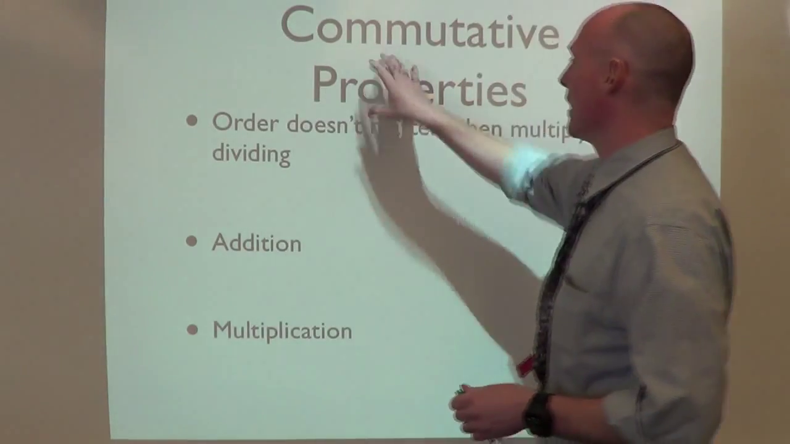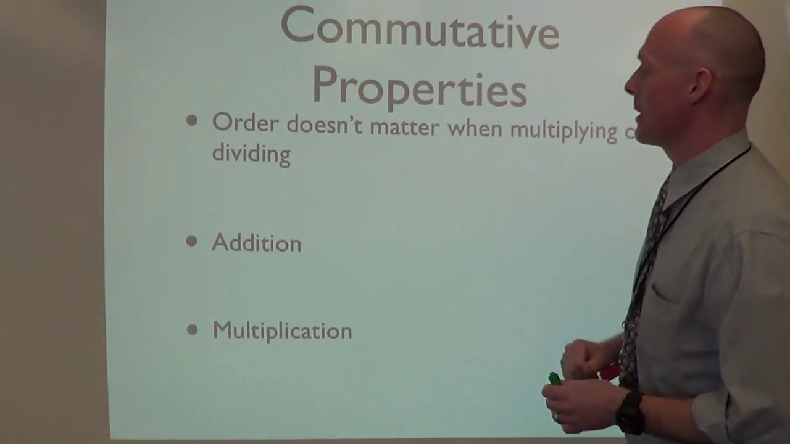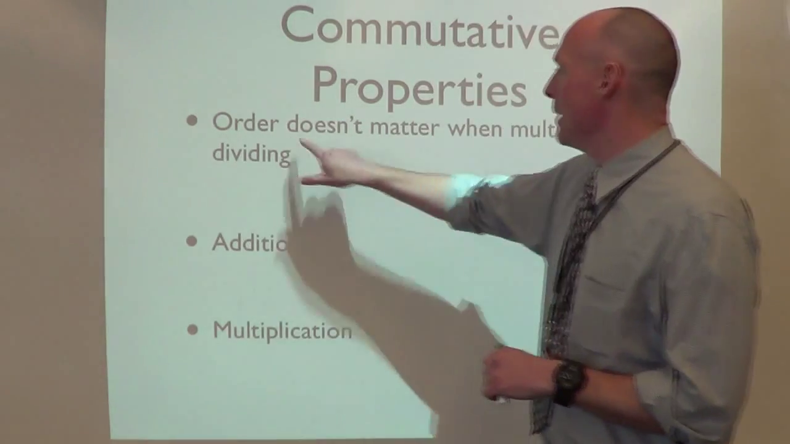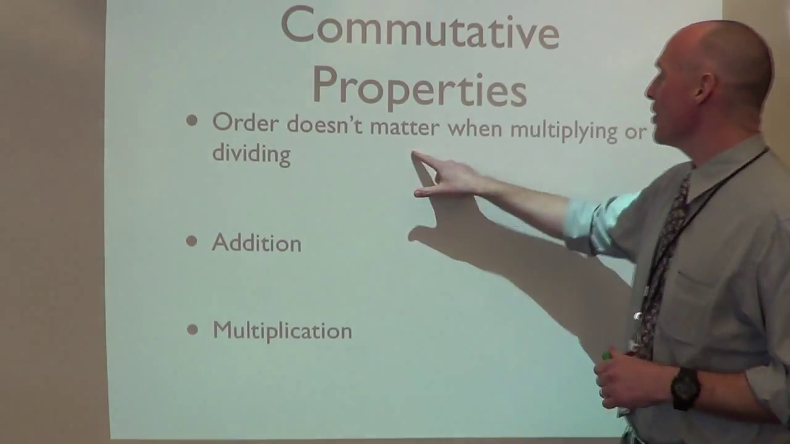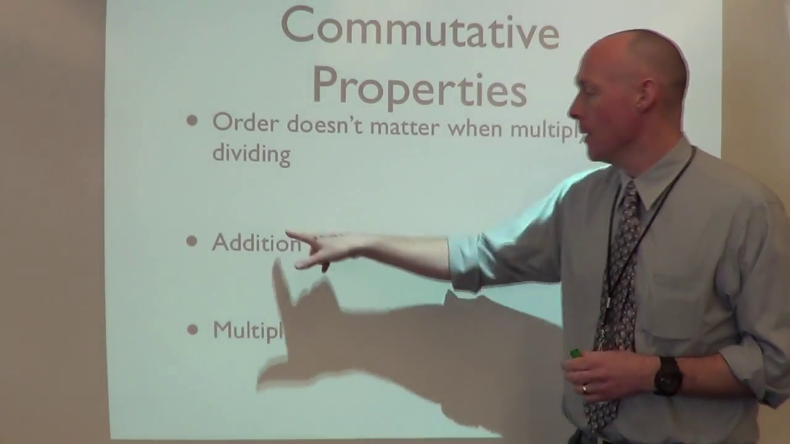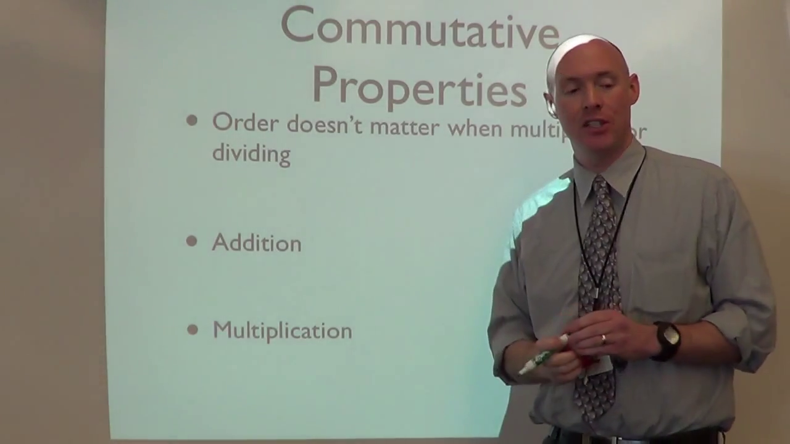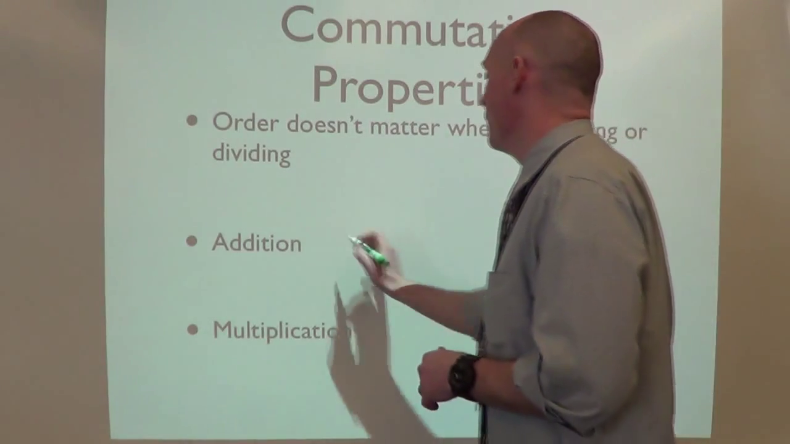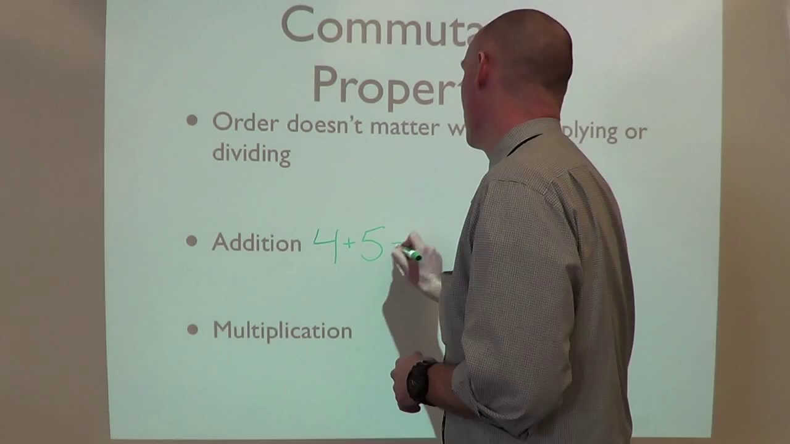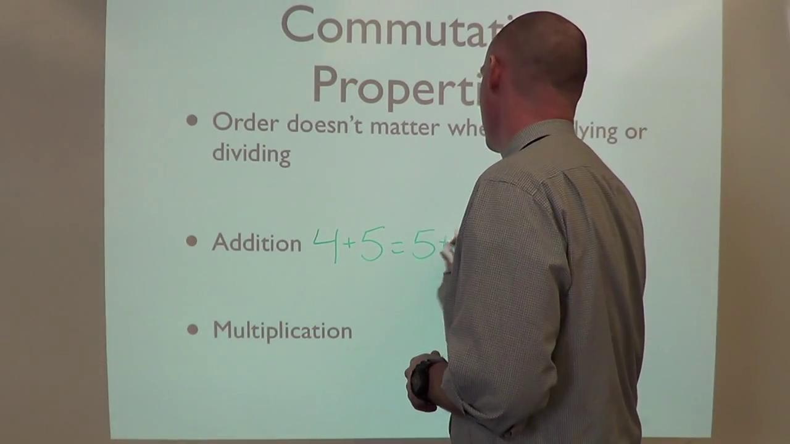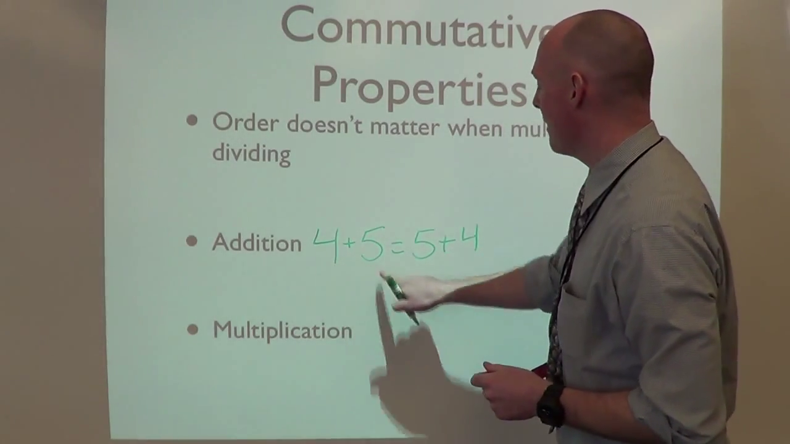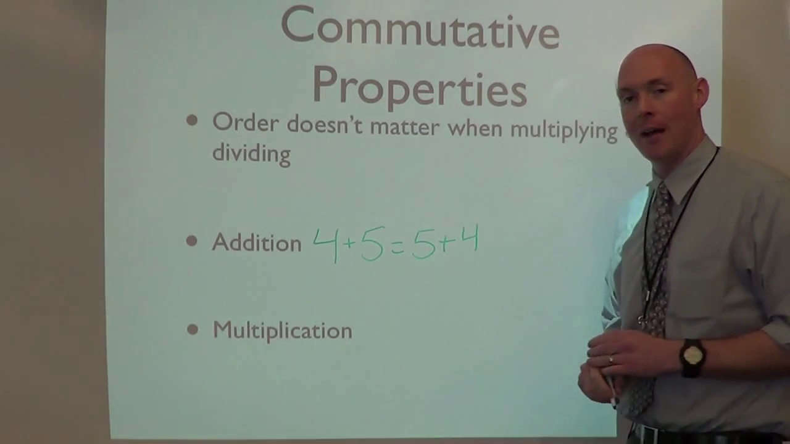The first property I want to look at is the commutative property. Now your notes has a pretty lengthy definition, but it really can be summarized by saying that order doesn't matter when multiplying or dividing. So let's write down a couple addition examples. For example, 4 plus 5 equals 5 plus 4. Doesn't matter what order the numbers go. 4 plus 5 is 9, and 5 plus 4 is 9.